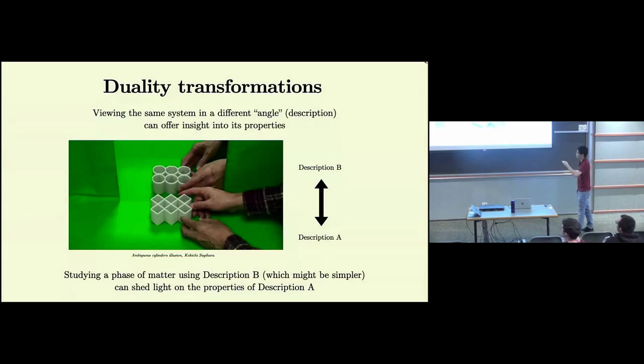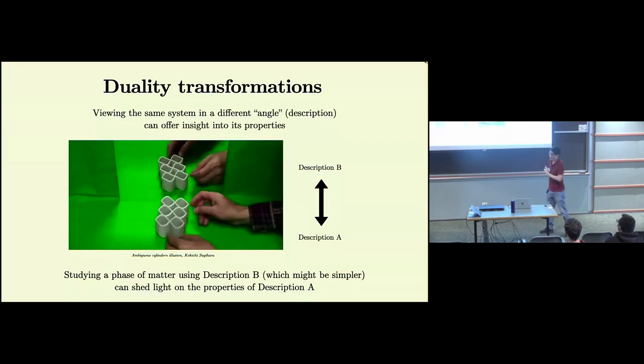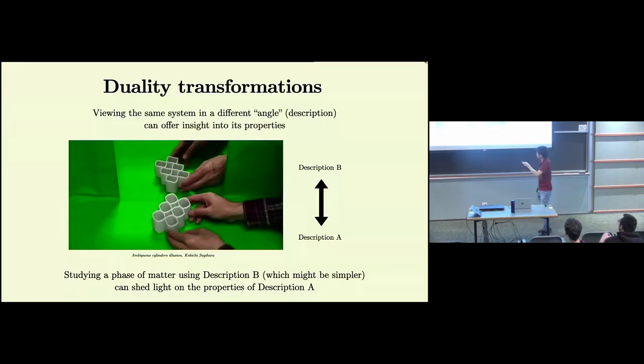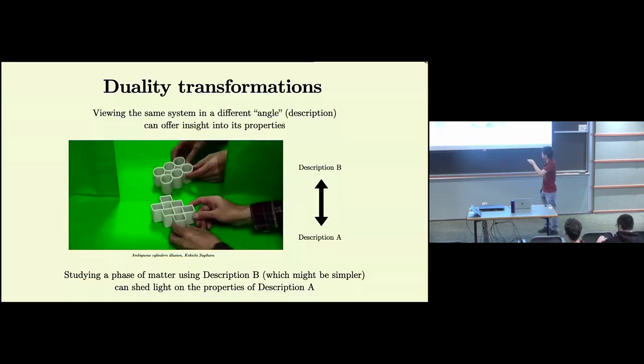For example, you might have a description A of something which looks like this. You perform a duality transformation. Now it looks completely different, but it might be easier. Maybe a circle is easier to solve than a square, and you might gain some insight. And dualities are not important only because you can map one Hamiltonian. You can map a family of Hamiltonians, and by tuning some parameters, one might even turn into the other. So it's interesting to see when you can swap these two.